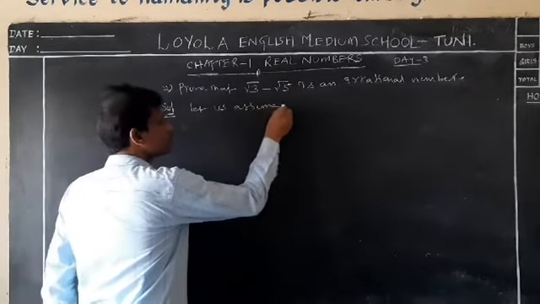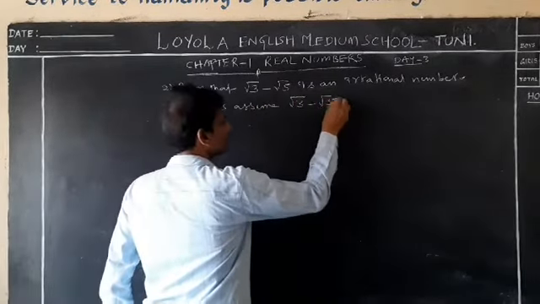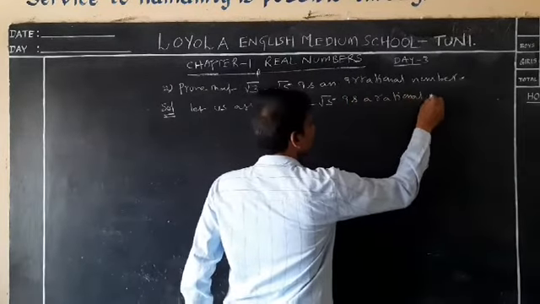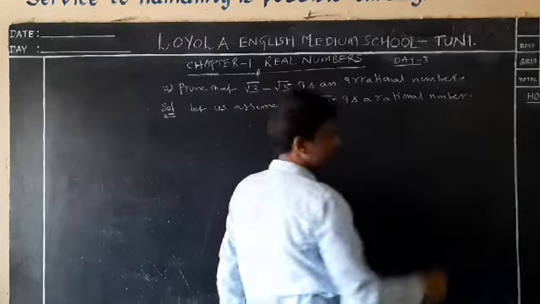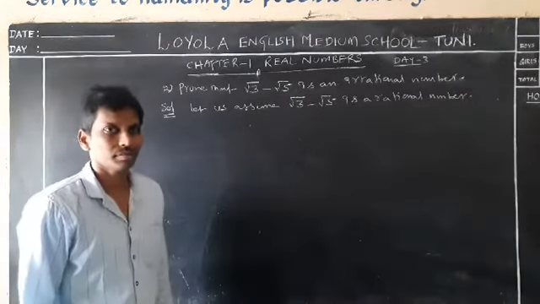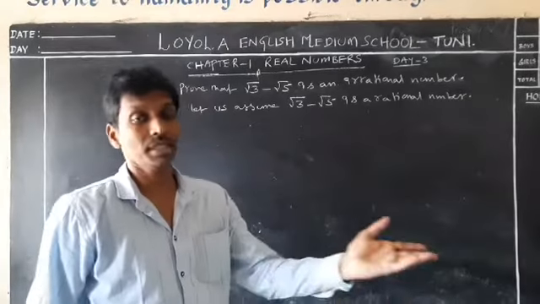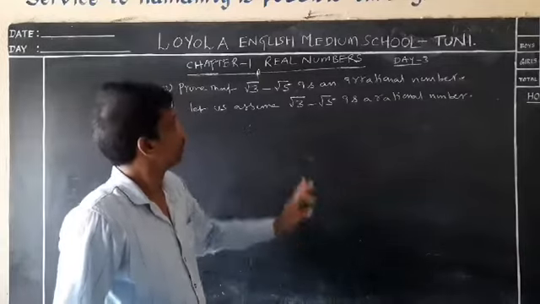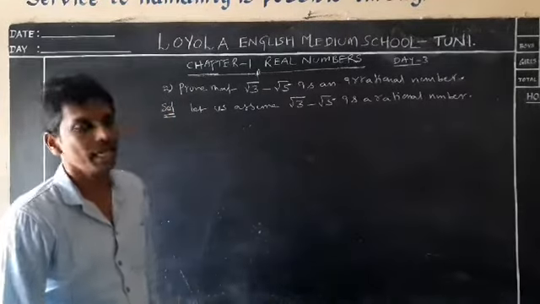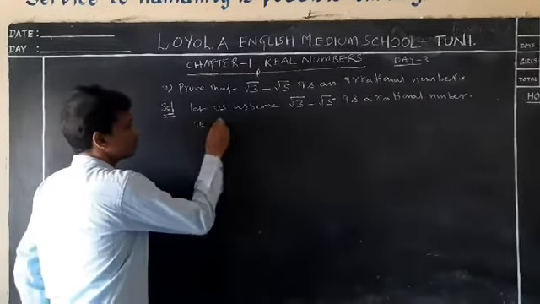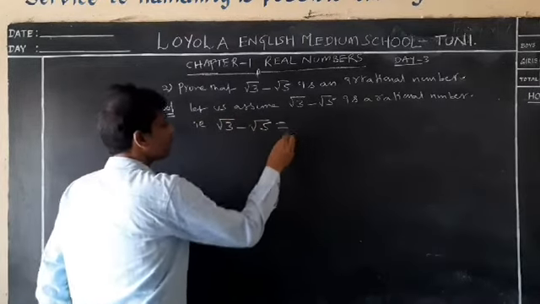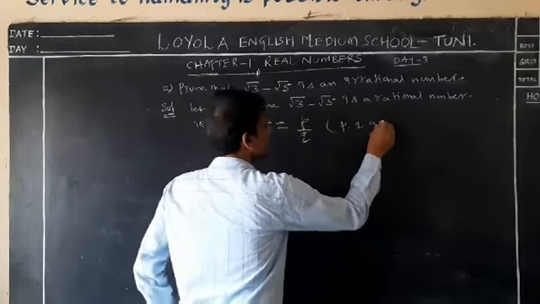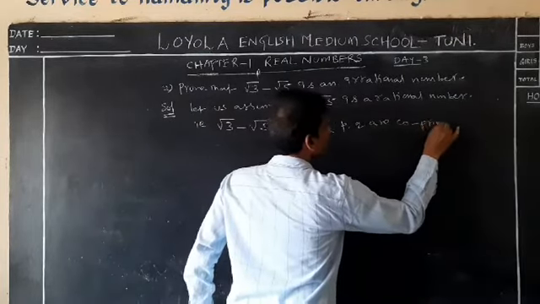Let us assume root 3 minus root 5 is a rational number. How did we take our assumption in the previous question? In the same manner, we take root 3 minus root 5 as a rational number. That is, root 3 minus root 5 is equal to p by q, where p, q are co-primes.